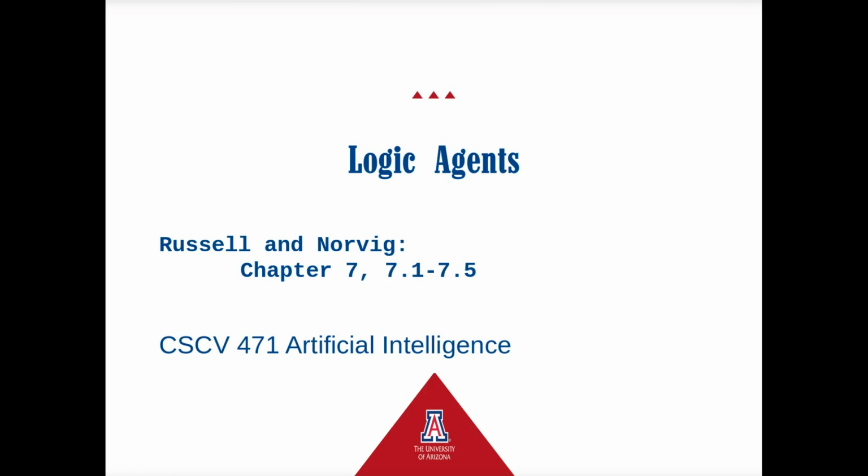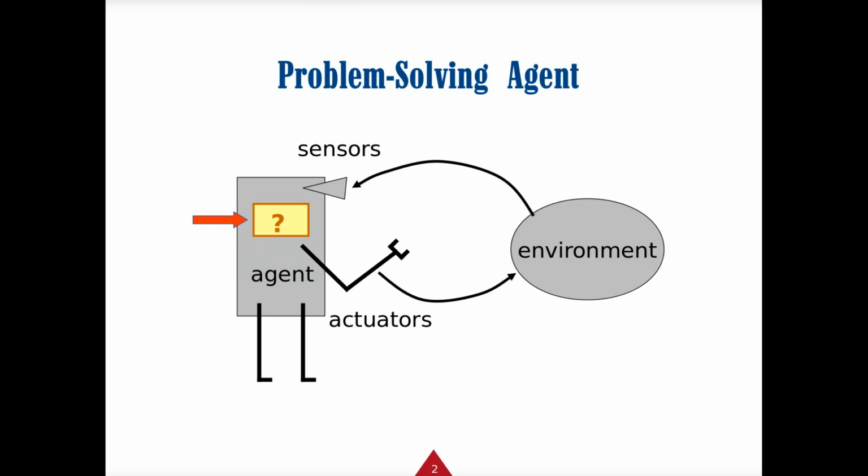So today's class is going to go over logic agents, which is covered in Chapter 7, Sections 7.1 to 7.5 in the Russell Norvig textbook. And logic agents are a little bit of a pivot from what we've done before.